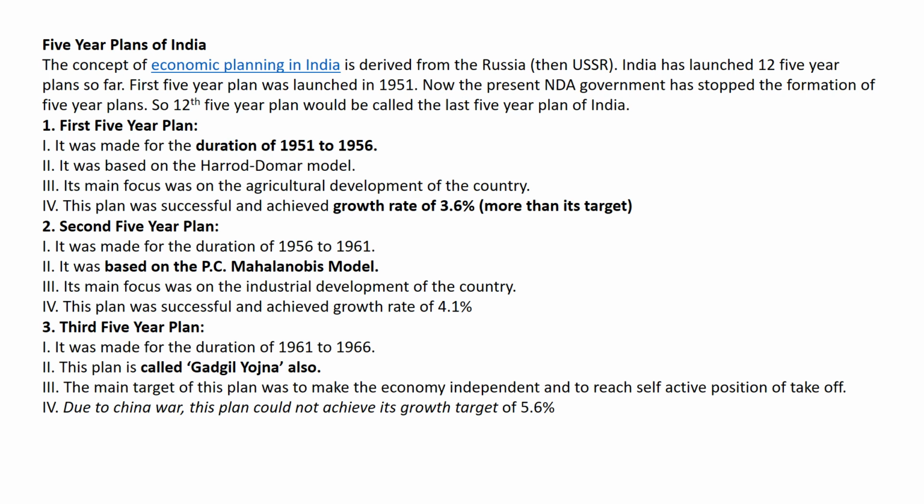The third 5 year plan was made for the duration of 1961 to 1966. This plan is also called Gadgil Yojana. The main target of this plan was to make economy independent and to reach self-active position of takeoff. But due to China war, this plan could not achieve its growth target of 5.6%.